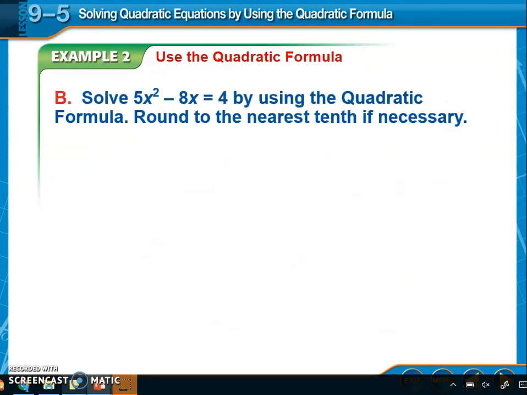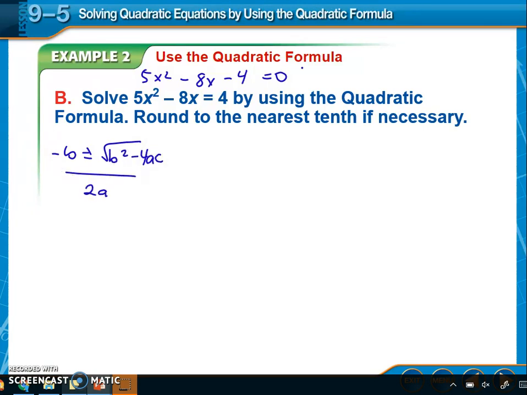For B, again, we're going to get everything onto the one side. So I'm going to have 5x squared minus 8x minus 4 equals 0. And we want to plug all of that into the quadratic formula, which is negative b plus or minus the square root of b squared minus 4ac over 2a.